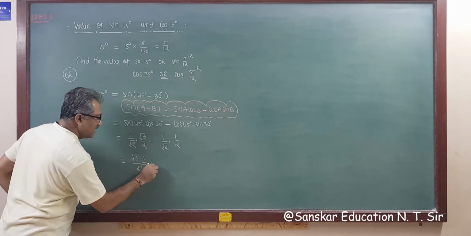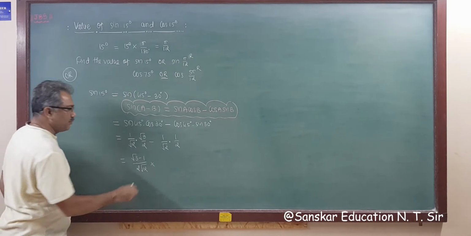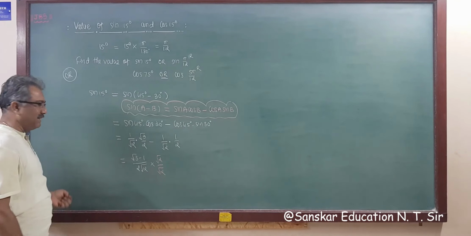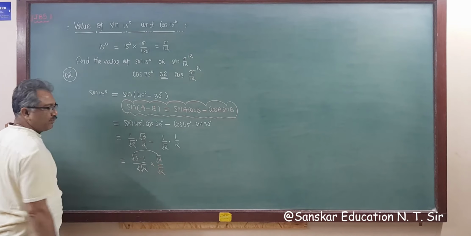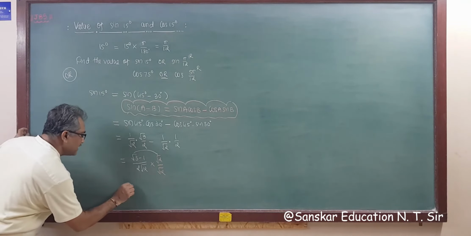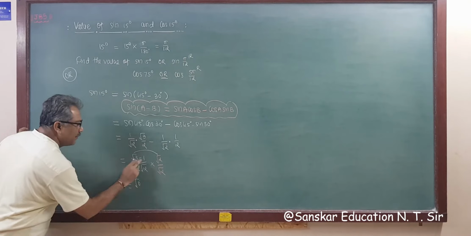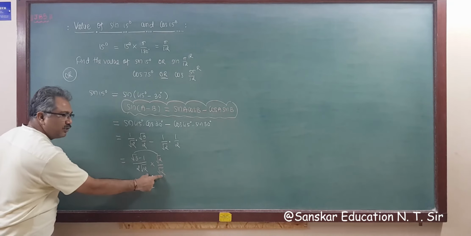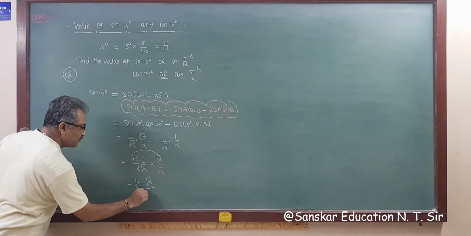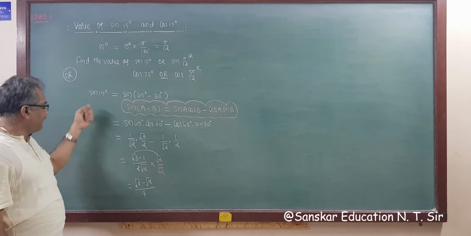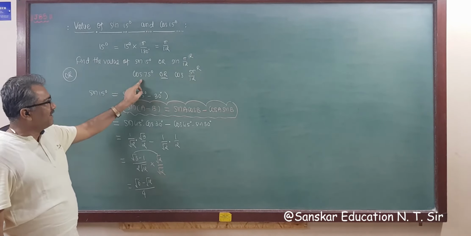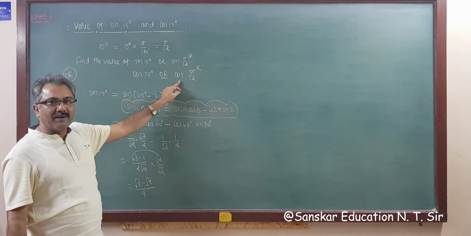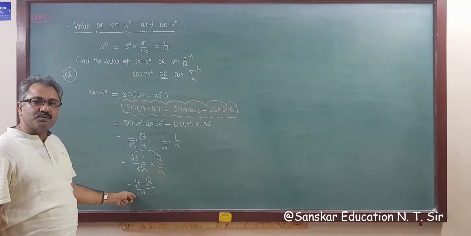But remember, in mathematics, never keep root 2 in the denominator, so multiply by root 2 in numerator and denominator. That means rationalizing. We get root 3 into root 2, that is root 6. So the answer will be root 6 minus root 2 whole upon root 2 into root 2, which is 4. So this is your final answer: sin 15 degree, or cos 75 degree, in radian sin pi by 12 or cos 5 pi by 12, is root 6 minus root 2 by 4.